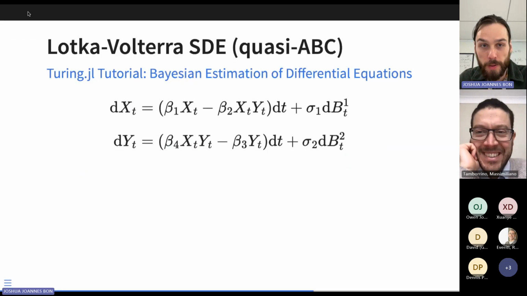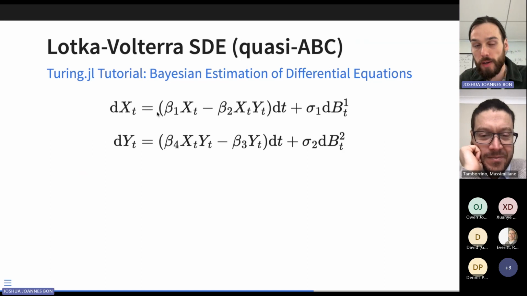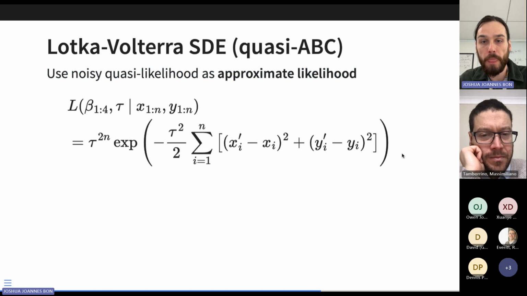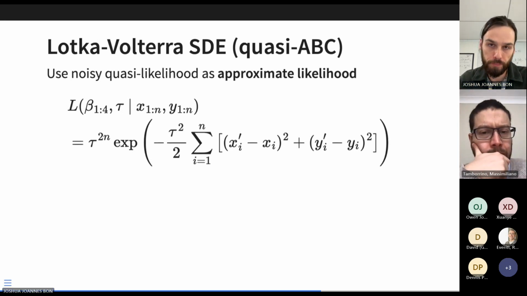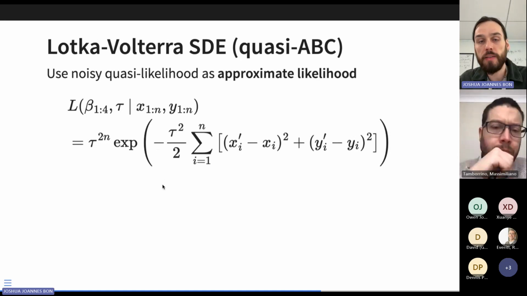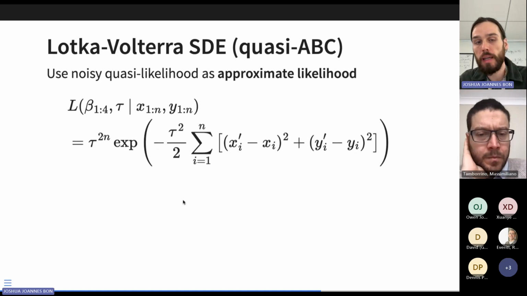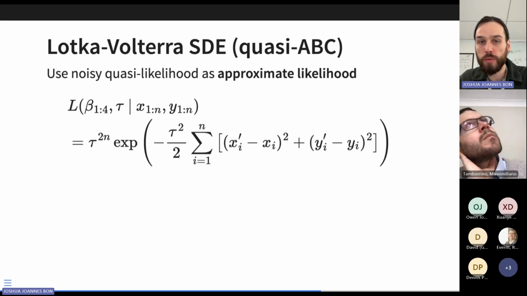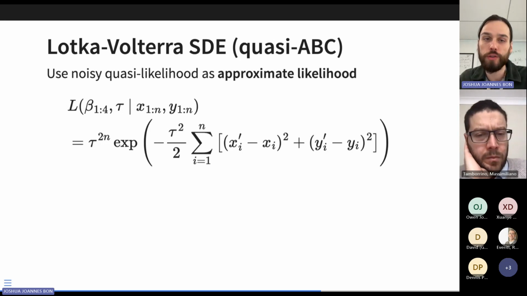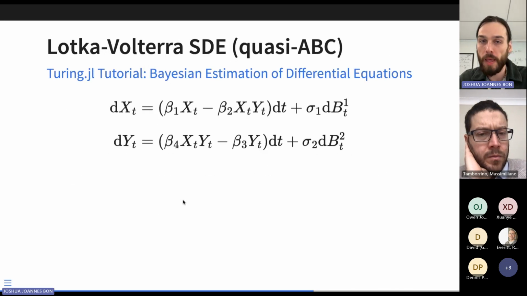Basically, they are going to do a noisy ABC style approximation to this SDE problem. But instead of fixing their tolerance, they're going to let their tolerance be another unknown parameter in their inference. So if anyone has a reference to people in the literature who have done this, I'd really like to know about it. So far, I just saw it in the tutorial.